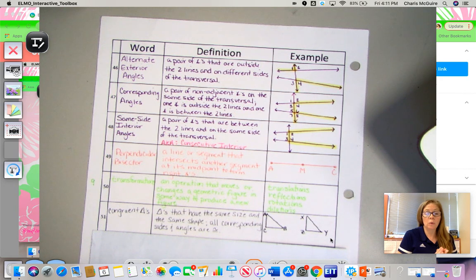We're learning about congruent triangles today. So you just need to grab your definitions page and you can pause this. This is at your own pace, so you can pause this and take as much time as you need. I'll just be here waiting.